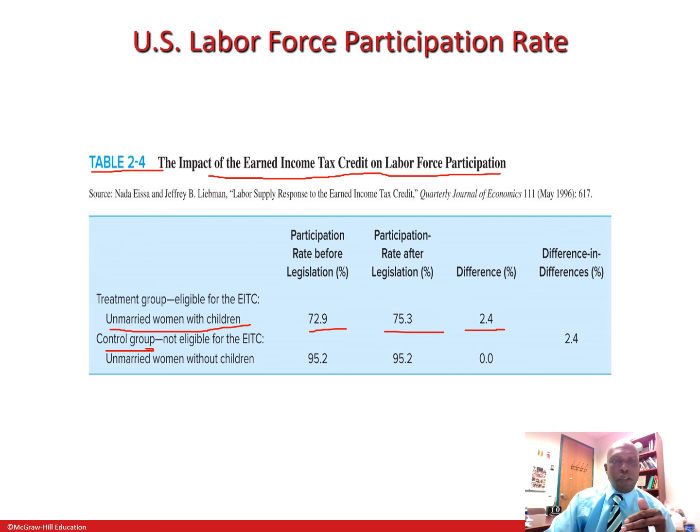On the other hand, for unmarried women without children, there was no impact. Before the tax credit, it was 95.2%, and after, it stayed the same at 95.2%, so the difference is zero in that case. So you can see that the earned income tax credit impacts unmarried women with children more than unmarried women without children.